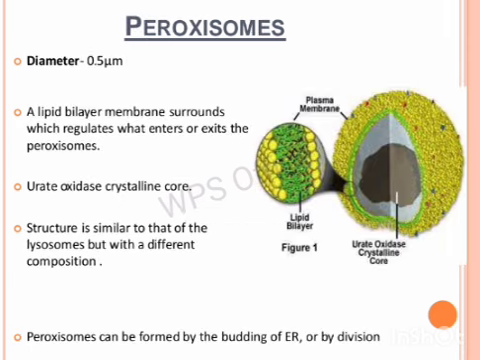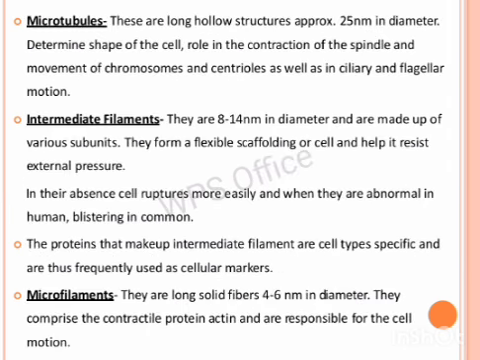Now peroxisomes. The diameter of the peroxisome is 0.5 micrometer. A lipid bilayer membrane surrounds it, which regulates water entrance and exit. The urate oxidase crystalline core structure is similar to that of lysosomes but with a different composition.